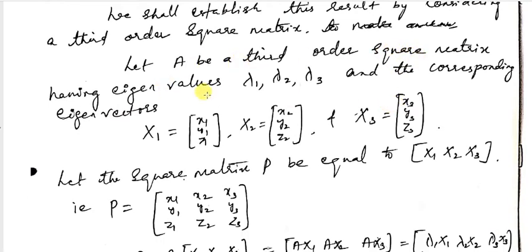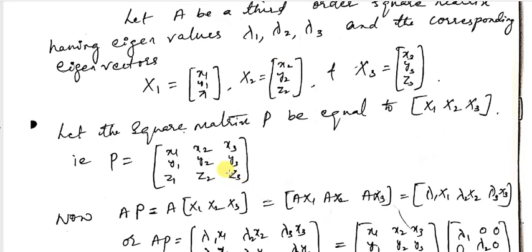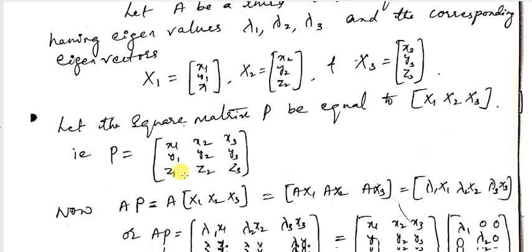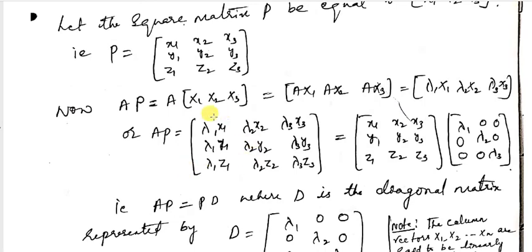Let A be a third order square matrix having eigenvalues lambda 1, lambda 2, lambda 3 and the corresponding eigenvectors x1, x2, x3. So firstly let us form the model matrix P. P is equal to x1, x2, x3, which means the model matrix P contains the eigenvectors in columns. Now let us compute AP.